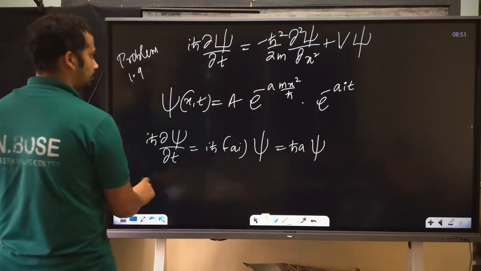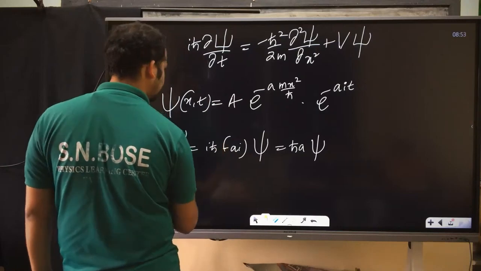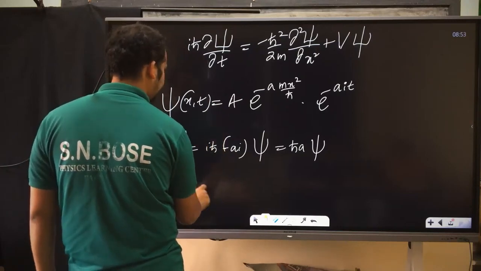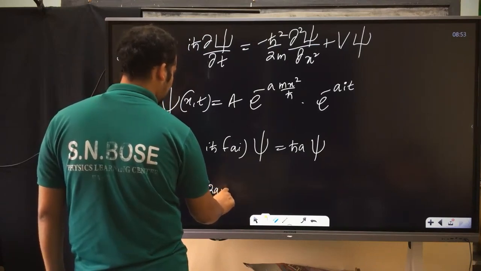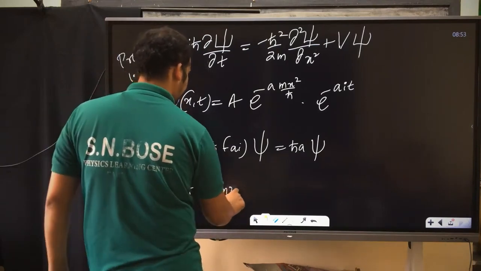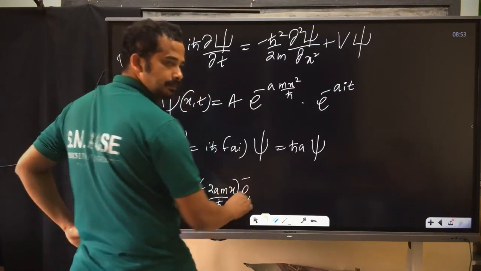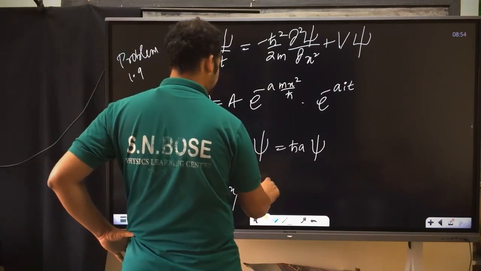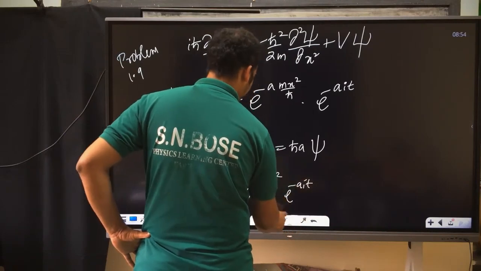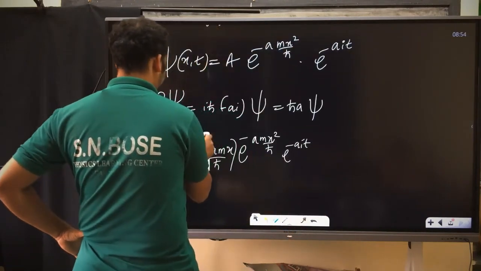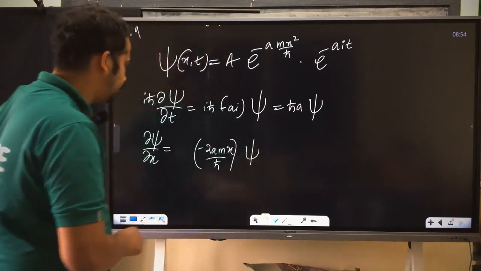So now, dou psi by dou x, what is this one? This may be a bit lengthy, am I right? It is minus 2 a m x by h bar into e power minus a m x square by h bar, and that is psi again, am I right? Apart from this factor, the whole thing is psi again.